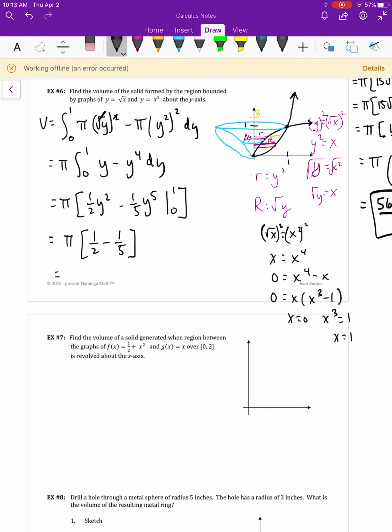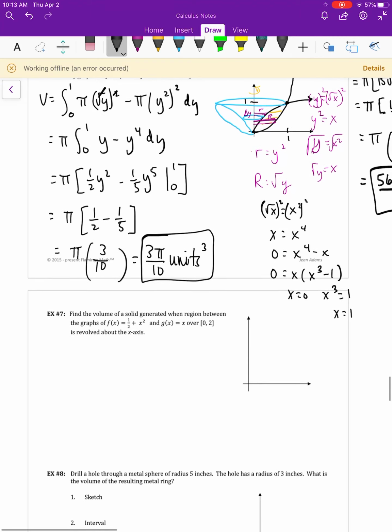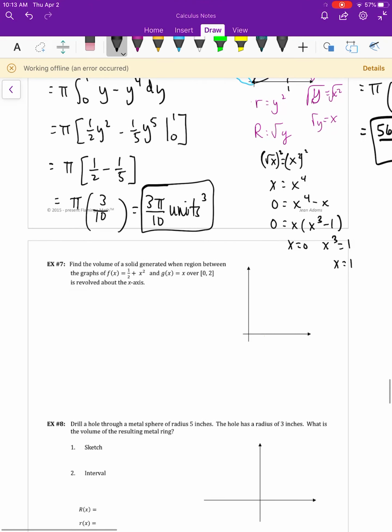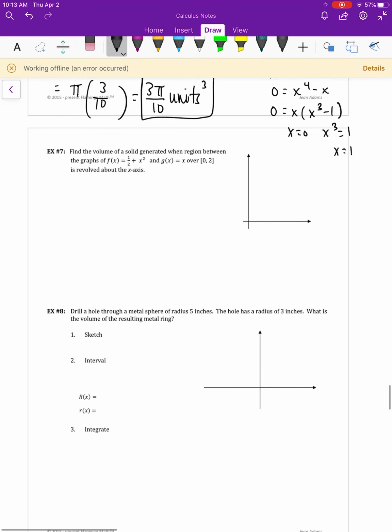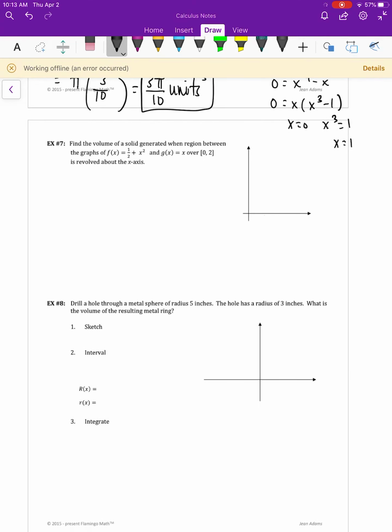When I find my common denominator of 10, I get 3. So 3 pi over 10 units cubed for that really different looking figure, okay? But that is your volume, and you had to use washer method because it gave you a hole.